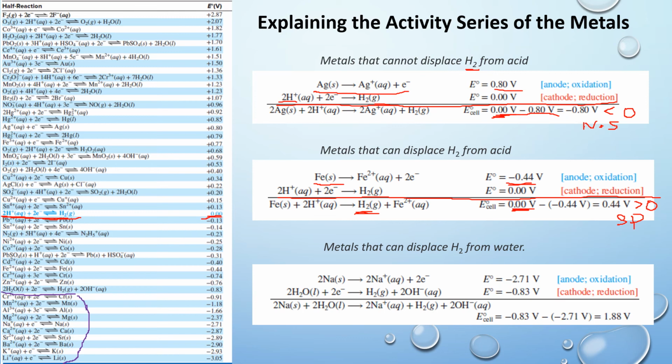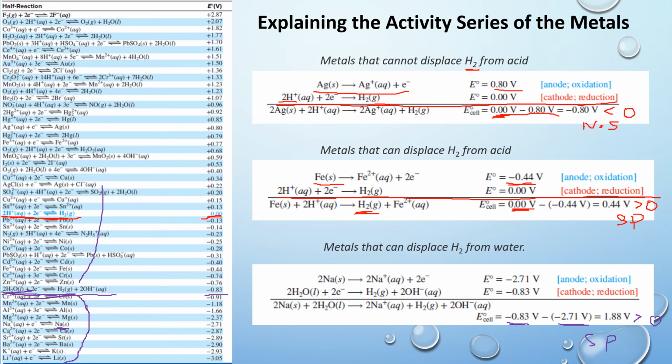So for example, when we put sodium into water, for this reduction of water, you have minus 0.83. By subtracting a number that is more negative than negative 0.83, you can get a positive number. So this is a spontaneous reaction. But if you pick any metal above this reaction here, this overall standard cell potential will be negative. So those metals above will not replace hydrogen from water.